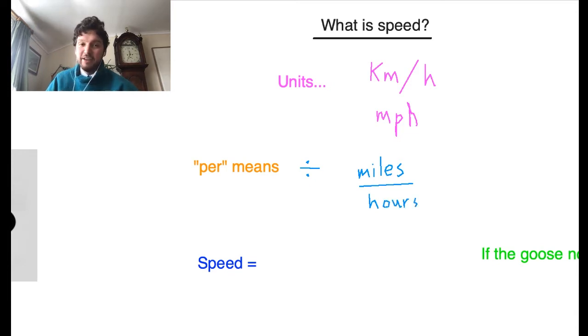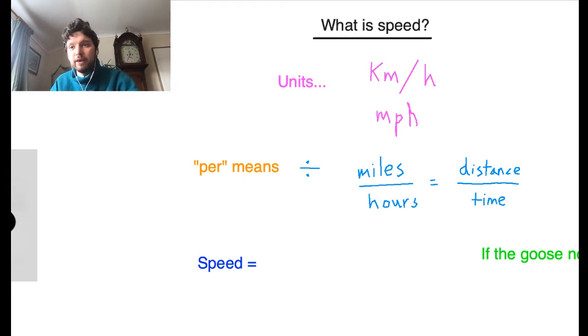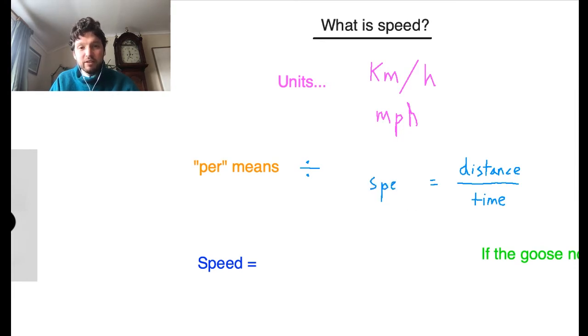Another way of thinking about it is that miles is a measurement of what? It's a measurement of distance. And hours is a measurement of time. So locked inside that unit that you already know, because everyone already knows miles per hour and kilometers per hour, is the equation for speed: distance divided by time. There are loads of others that you can do that with. Speed equals distance divided by time.